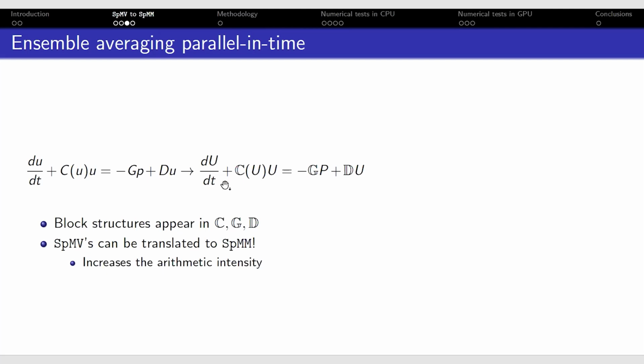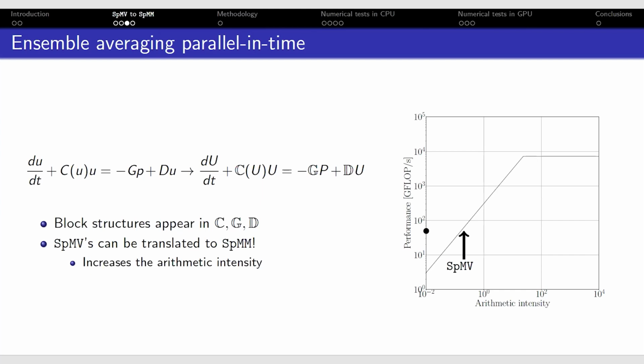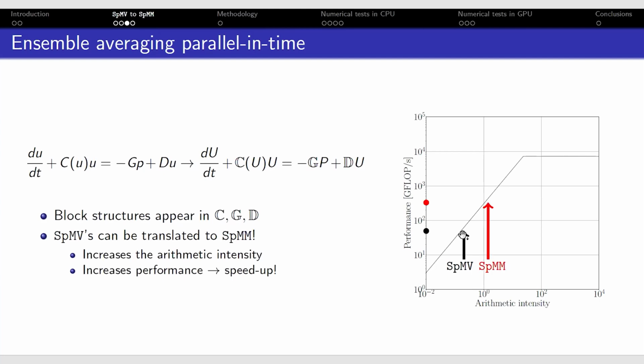So if those block structures appear, then the SpMVs can be translated into SpMMs, increasing the arithmetic intensity. In our original case, the one we usually run, SpMVs have an arithmetic intensity of around 0.16, more or less, so we have this performance. If we increase this arithmetic intensity, the performance will increase for free, which is actually a nice way of getting some speed up.